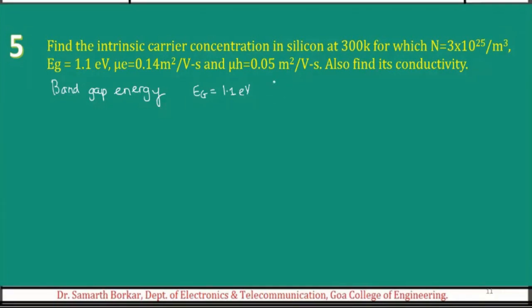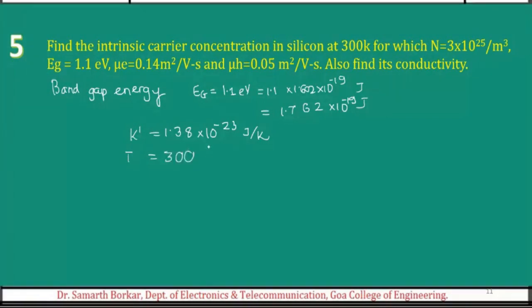So it is 1.1 into 1.602 into 10 to the power minus 19 joules. We are trying to get it in terms of joules. So it is 1.762 into 10 to the power minus 19 joules. Okay. The Boltzmann constant is 1.38 into 10 to the power minus 23 joules per Kelvin. Then the temperature, we can consider room temperature, 300 degrees Kelvin.